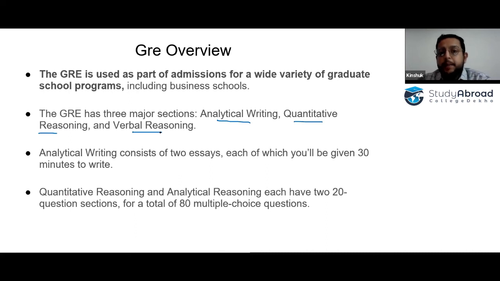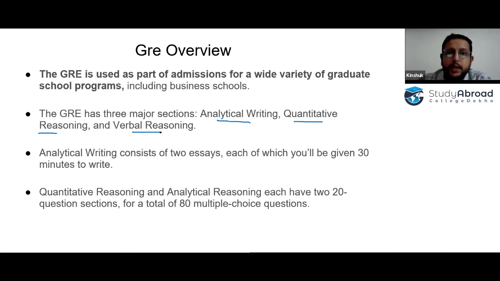The analytical writing part consists of two essays. In one you have to present your views, and in the other you have to analyze a situation and present an analysis. Then there are the quantitative reasoning and verbal reasoning parts, divided into sections of 20 questions each. So you have to answer 80 multiple choice questions from the verbal part and the quants part, the English part and the maths part. There are additional 20 questions which are experimental in nature, so you will not know which section was experimental.